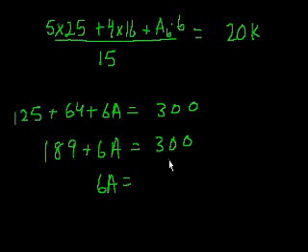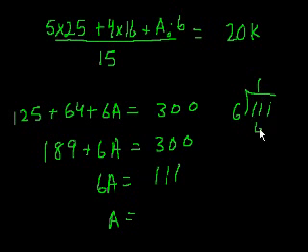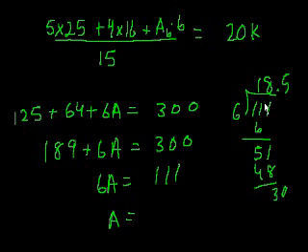That's 111, right? 189, you add 11 to get to 200, and then another 100 to get to 300. So 300 minus 189 is 111. Divide both sides by 6. 6 goes into 111 18.5 times. So $18,500 is the average of their salary, and luckily that's one of the choices. That's choice B. We did everything in thousands, so we got 18.5, that's $18,500. See you in the next video.